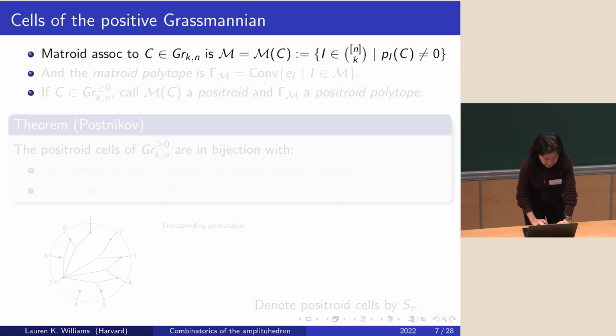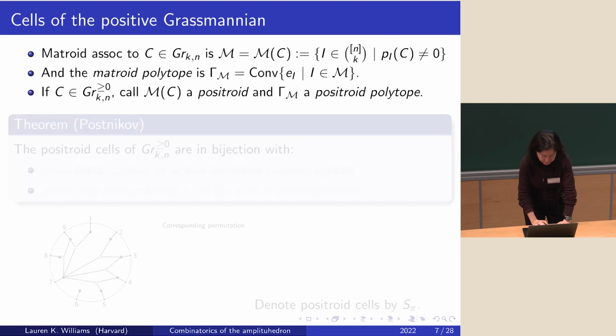So this is just a review of the notion of the matroid associated to a Grassmannian element, and then the matroid polytope being the corresponding convex hull of e_I's. When I start from a matrix C in the positive Grassmannian, we'll call M(C) a positroid, and we'll call the matroid polytope, Gamma_M, a positroid polytope.